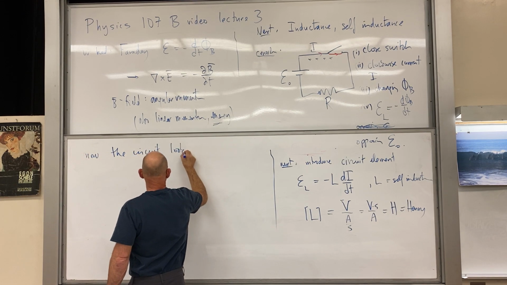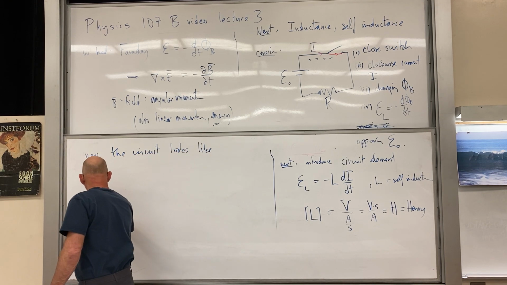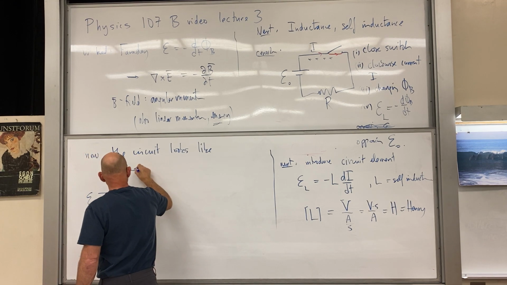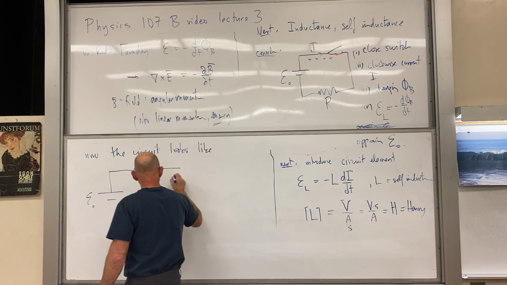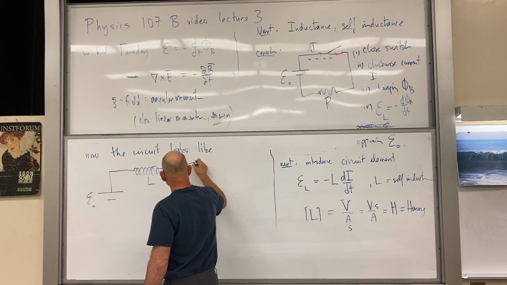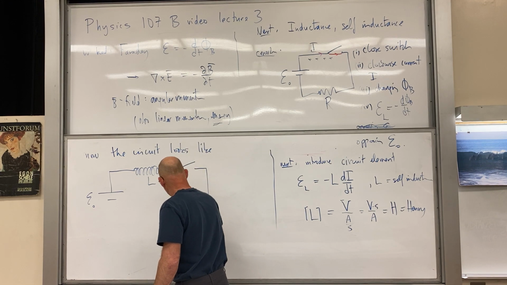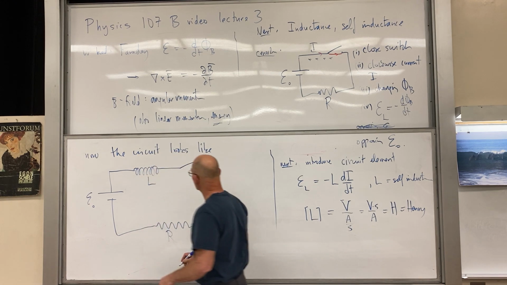The circuit looks like this. We have our battery, we have this inductor, we have the switch as before, and we have the resistor as before.